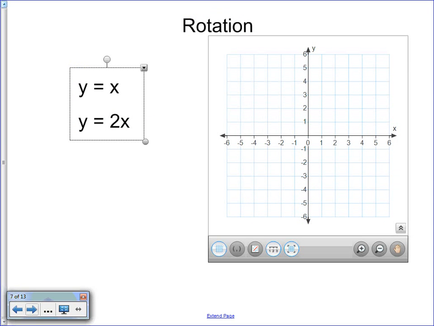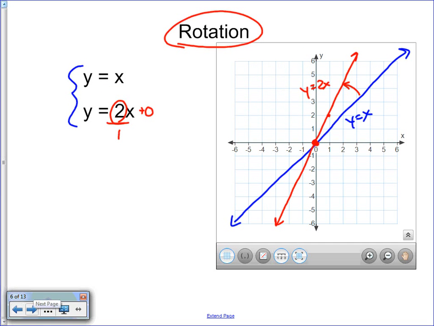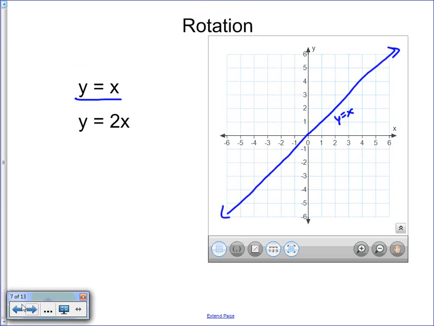Another example of a rotation is here. We have the parent function, y equals x. Let's graph that. Just like that. There's y equals x. I just did y equals 2x. Let's change this into, what if we had y equals negative 3x? Let's try that out. So I'll put that in red.